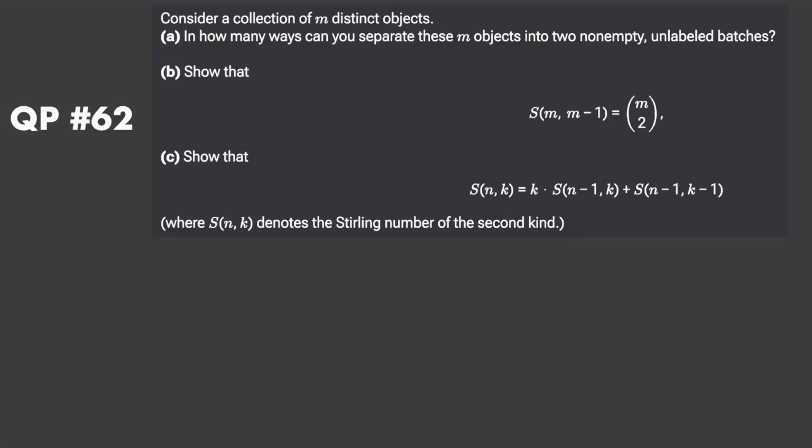Hello everyone, today let's take a look at Quantipus number 62, another question about Stirling numbers of the second kind. They're just asking us to prove a bunch of properties about Stirling numbers, so let's get into it by looking at part A. All it's asking us is how many ways can we separate m distinct objects into two non-empty unlabeled batches, so that's just going to be S(m, 2).